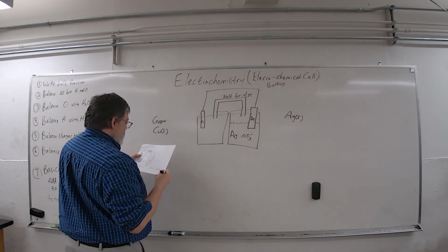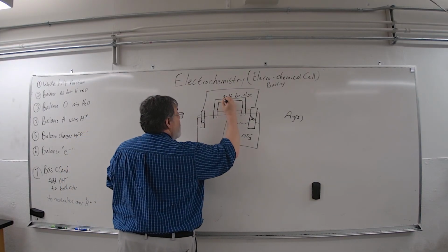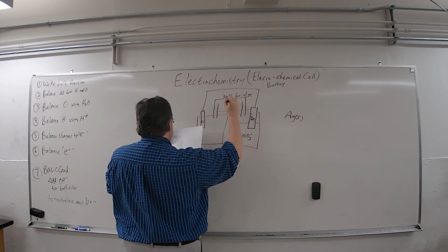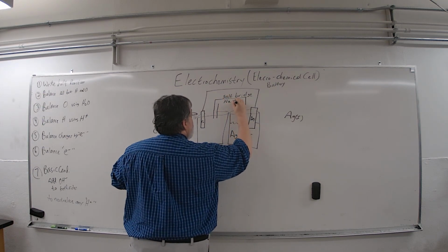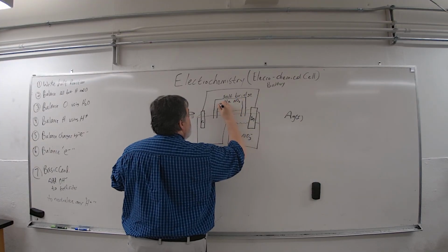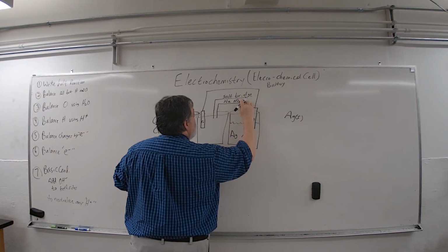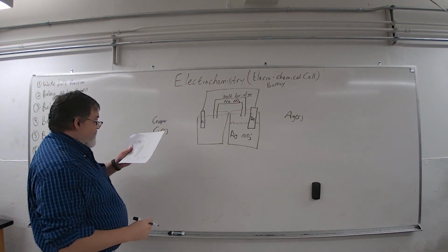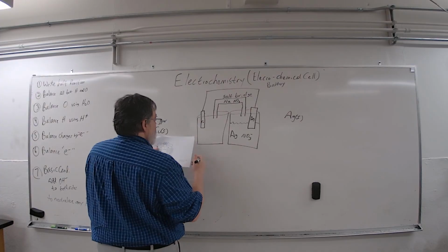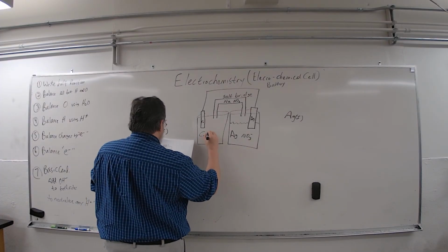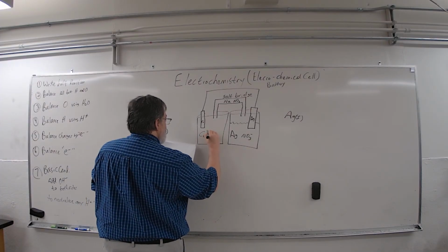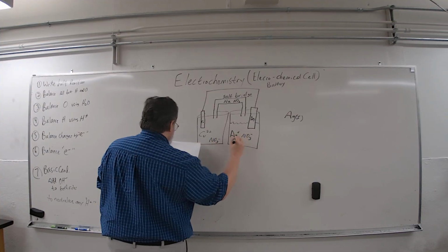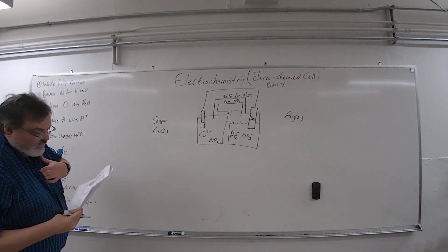AgNO3. The salt bridge for this one is sodium nitrate. So like I said, this is long-winded just to describe something that's kind of simple. And here we have Cu. That's all the parts.